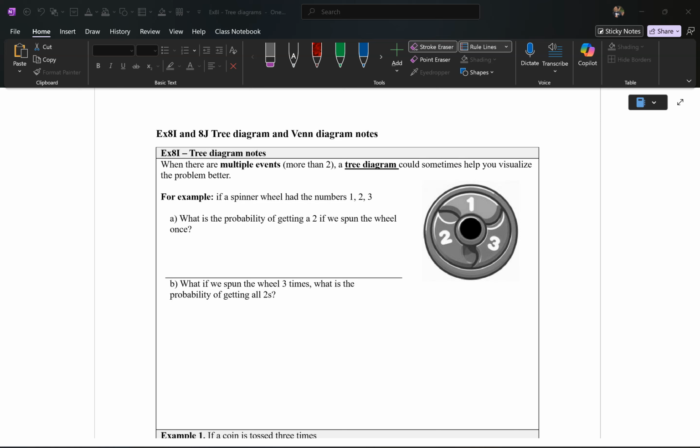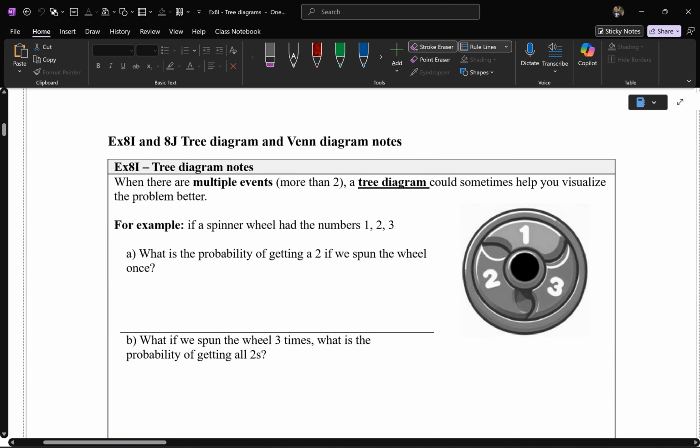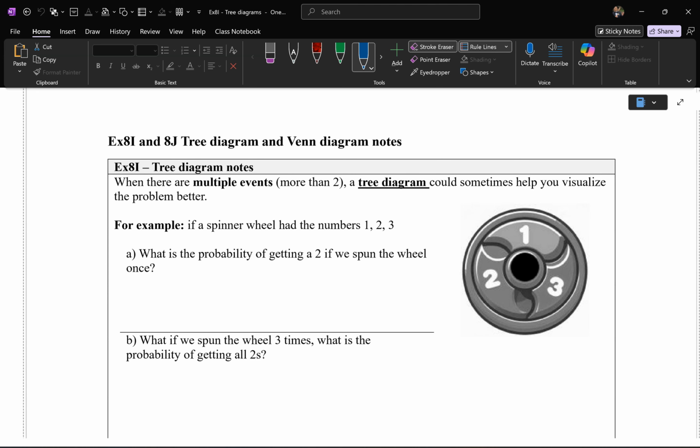All right, so probability. There's only 4 exercises that we're looking at. It is 8G to 8J. Last session, I showed you how to find the probability of one single experiment, and then you had one where it was 2 experiments, right?